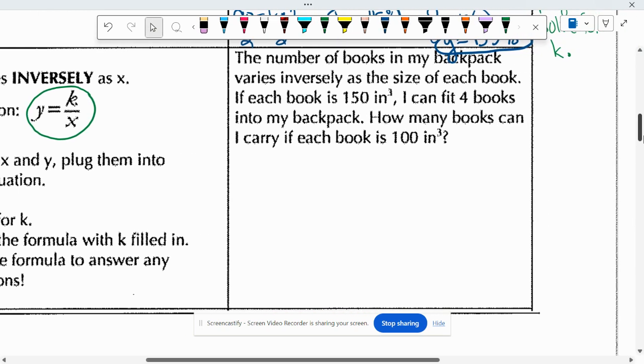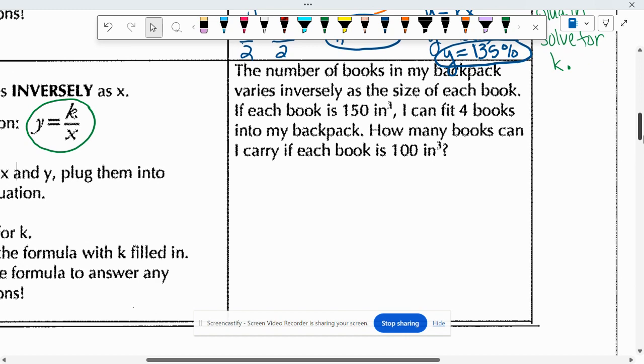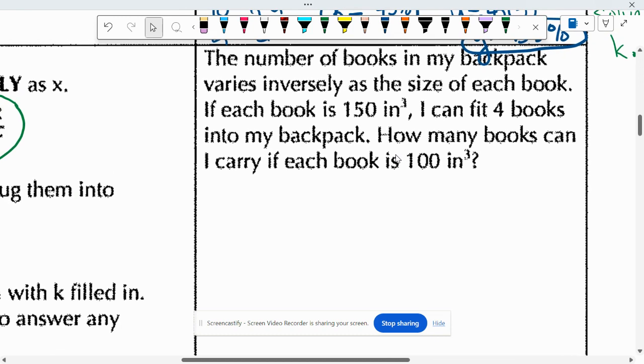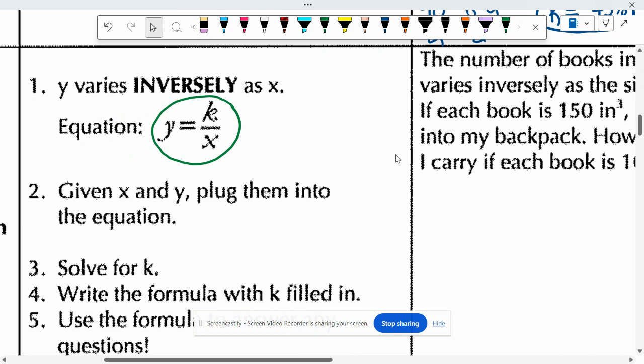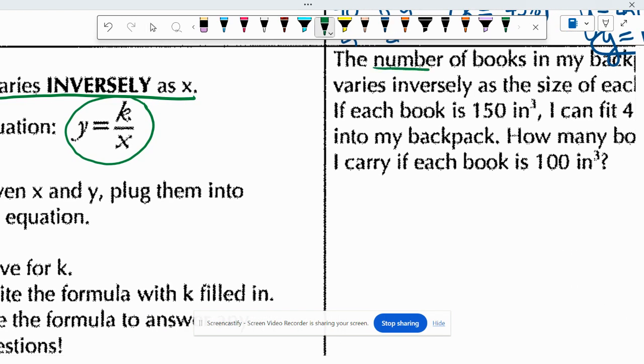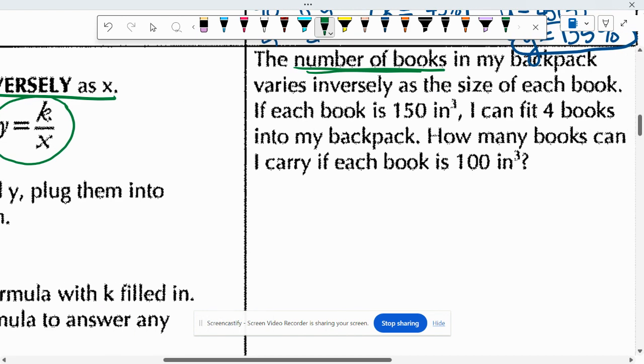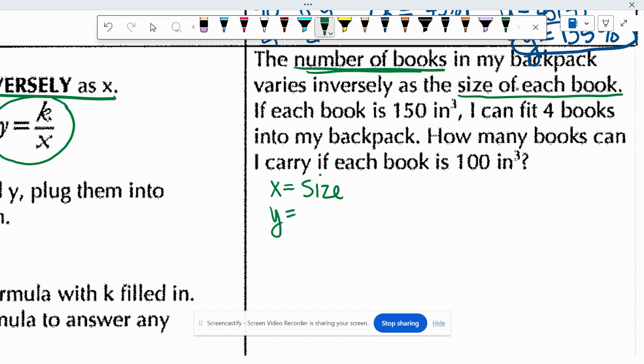Okay. So it says the number of books in my backpack varies inversely as the size of each book. So do you guys notice how it says here y varies inversely as x? You can actually use this whole idea to tell you which one is x and which one is y. Y comes first. The number of books varies inversely as x. What is x? The size of each book. So x is the size of the book. Y represents the number of books.